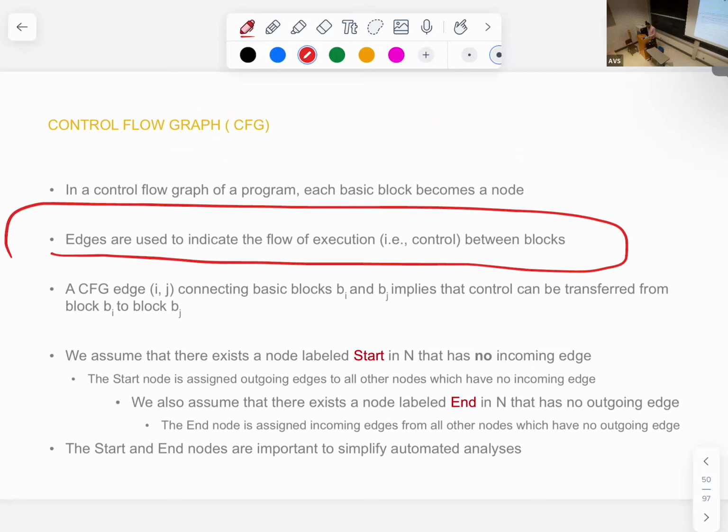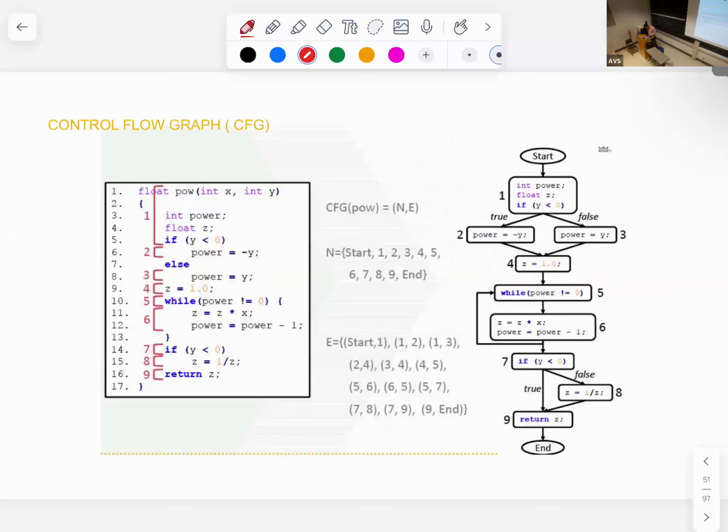And when you see an edge, it means that the control has been transferred from one basic block to another basic block. And then essentially, the program usually starts from a start point. So any program has a particular start point, and any program has a particular endpoint. There might be multiple endpoints. There's no reason that there's only one, but once it ends, right? So that's usually what we do.